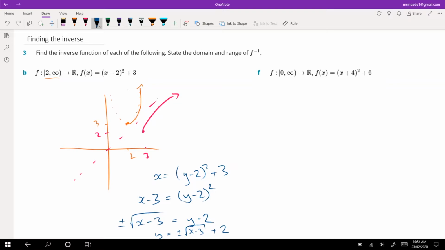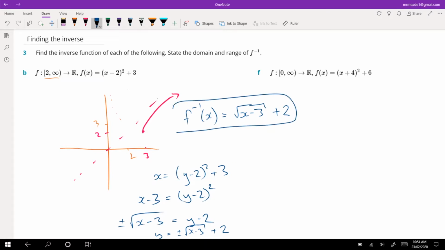And now if we look back at our original graph, we were only taking the right hand side of the function. So we're actually only going to be interested in the positive root. So we want the reflection of that right hand side, which would give us the positive root of (x minus 3) plus 2. So let's write this in the proper inverse notation. So f with a little negative 1, the inverse of f with respect to x equals the square root of (x minus 3) with a plus 2 on the outside.